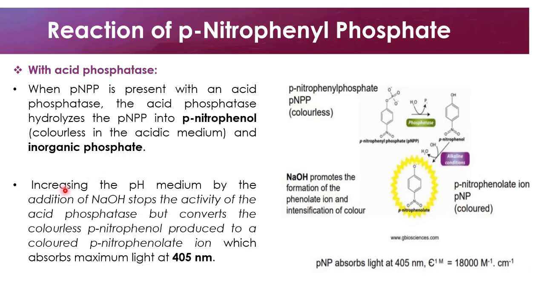Increasing the pH of the medium by the addition of sodium hydroxide will stop the activity of the acid phosphatase and convert the colorless p-nitrophenol produced to a colored p-nitrophenolate ion, which absorbs maximum light at 405 nanometer. So this is also just a chemical reaction explaining the reaction of the artificial substrate p-nitrophenol phosphate with acid phosphatase.